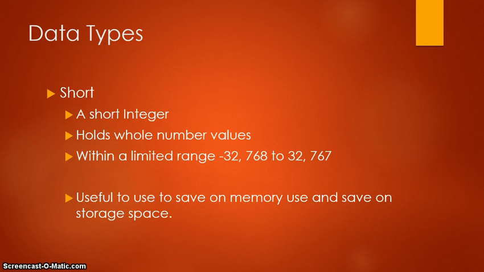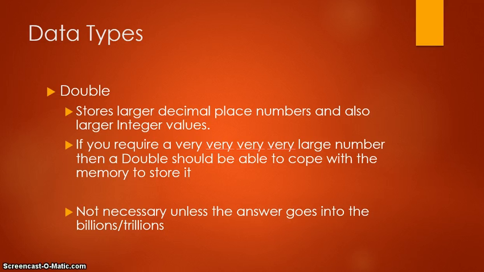Short. Short is another take on an integer. It holds whole numbers, but within a limited range from minus 32,768 up to 32,767. Useful to use short if you're looking at saving on memory use and storage space. Double stores larger decimal place numbers if you require billions and trillions.